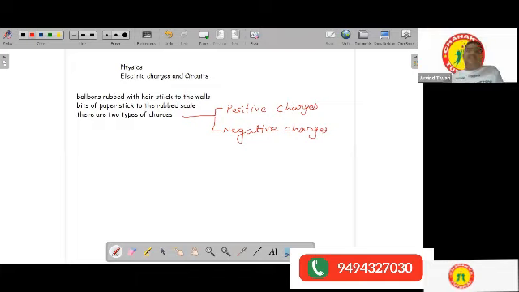So if you have time, you can try doing this activity. This is also a very interesting activity to understand the nature of charge. For this, we take a bottle or a glass jar.